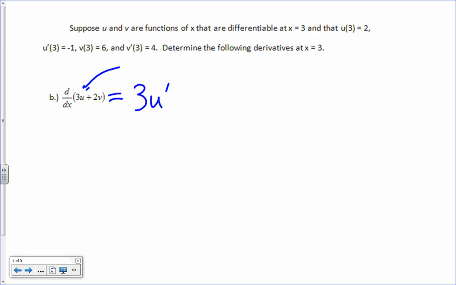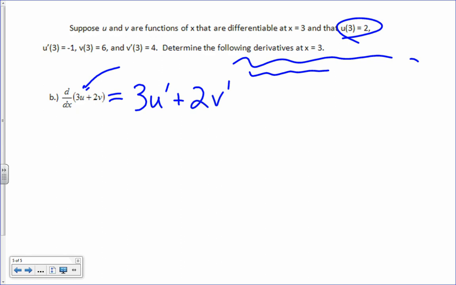But u prime is some big function. Like maybe it's this long. Well, yeah, we know that much. But I don't need that. Plus 2 times the derivative of v. Well, what is the derivative of v? v prime. I don't know what the function is. Again, v maybe is this long, or maybe it's that long. I don't even know what the function looks like. But I do know if I take its derivative, it's v prime.